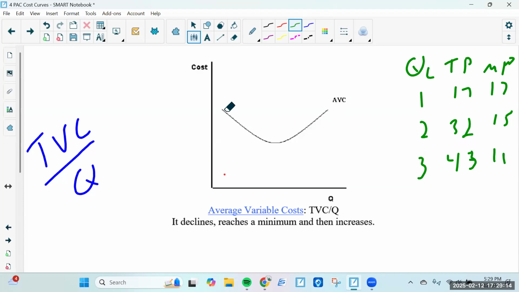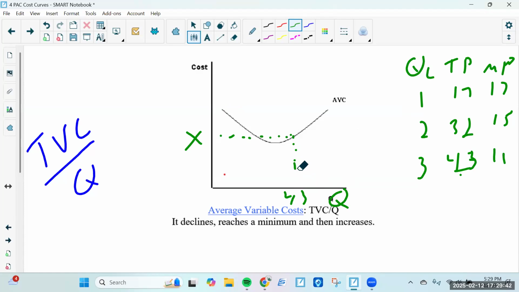And that's what this line tells us. It's telling us, on average, how much it costs me to hire those workers to produce whatever quantity I'm producing. So in this case, I'm producing a quantity of 43, and let's say I'm right here on the curve. On average, it's costing me X, whatever X is, to hire those three workers. Okay, well, think about this.